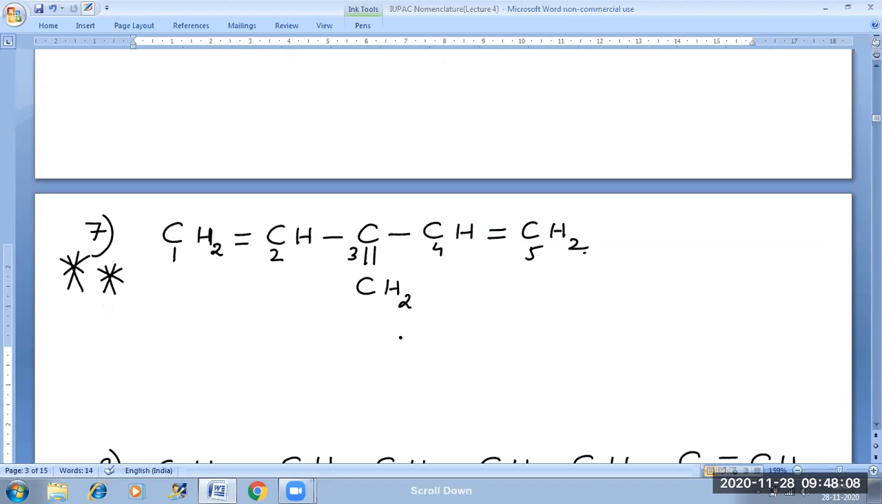Okay. So at the third position, I have a substituent. This is my substituent because it's out of the main chain. This is the substituent because it's out of the main chain. This is the main chain.